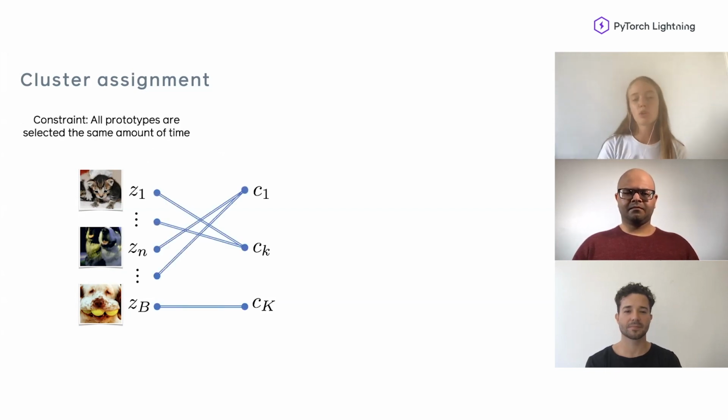And so here it's very important to add a constraint to this assignment. And the constraint is that all prototypes are selected the same amount of time. Because if you think about it, if we do not add the constraint, there is a trivial solution to our problem, that every sample is assigned to only one cluster, and then it's super easy to predict this cluster because it's the only one.